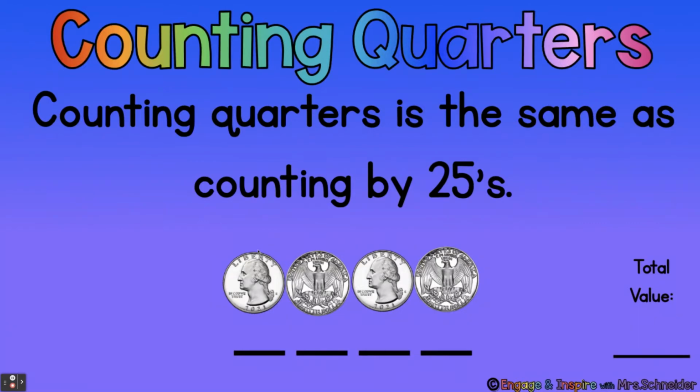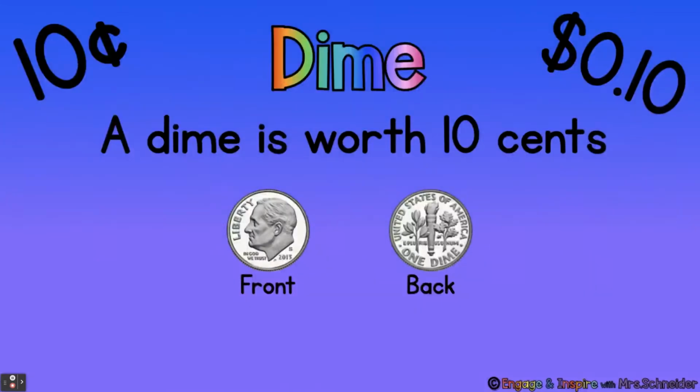Let's count our quarters. 1 quarter is 25 cents. 2 quarters is 50 cents. 3 quarters is 75 cents. And 4 quarters is 100 cents or $1. Let's try that again. 25, 50, 75, 100. So the total value of 4 quarters is 100 cents or $1.